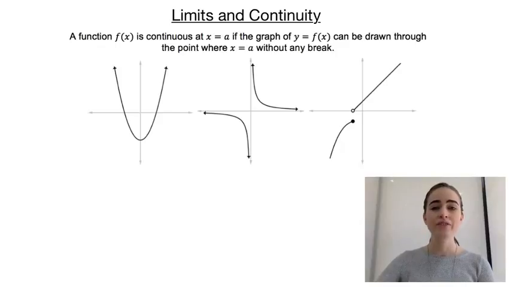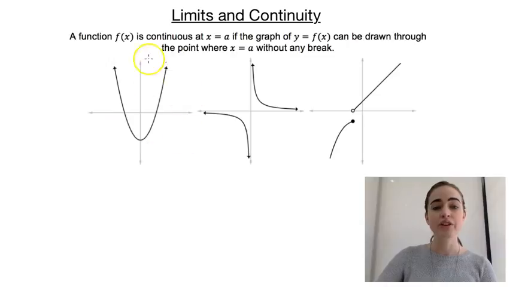In this video, I want to have a look at limits and what they have to do with continuity. So the idea of continuity is that a function is continuous if we can draw the function without taking our pen off the paper. So if we get a little bit more specific, we say a function f of x is continuous at a particular value of x if the graph can be drawn through that point without any break.